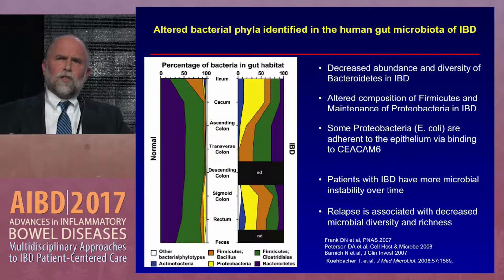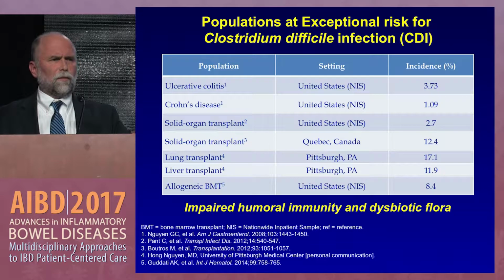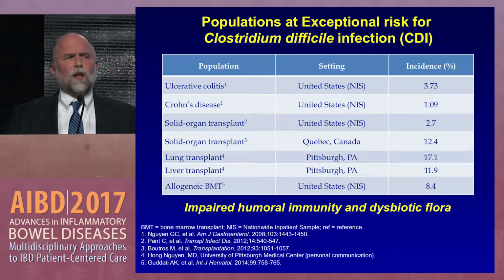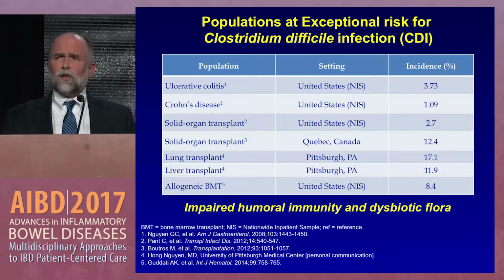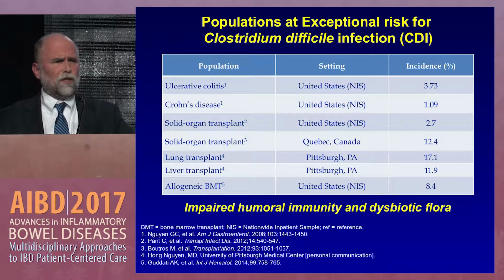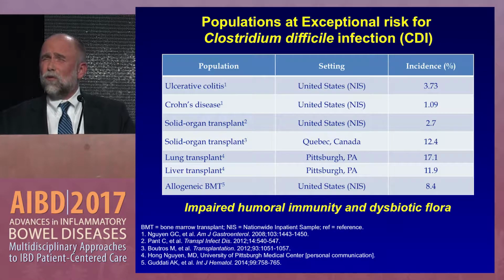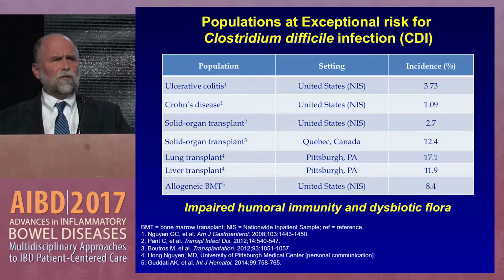And the worse the dysbiosis in the flora, the higher the rates of flare, the higher rates of problems, and also we can extrapolate the higher rates of C. difficile infection. So we've come to realize that there are certain populations that are at exceptionally high risk of getting into trouble with C. difficile infection. We have on the top of the list ulcerative colitis, where close to 4% of the population could have a C. diff infection each year. Crohn's disease, particularly Crohn's colitis, are going to be at increased risk.